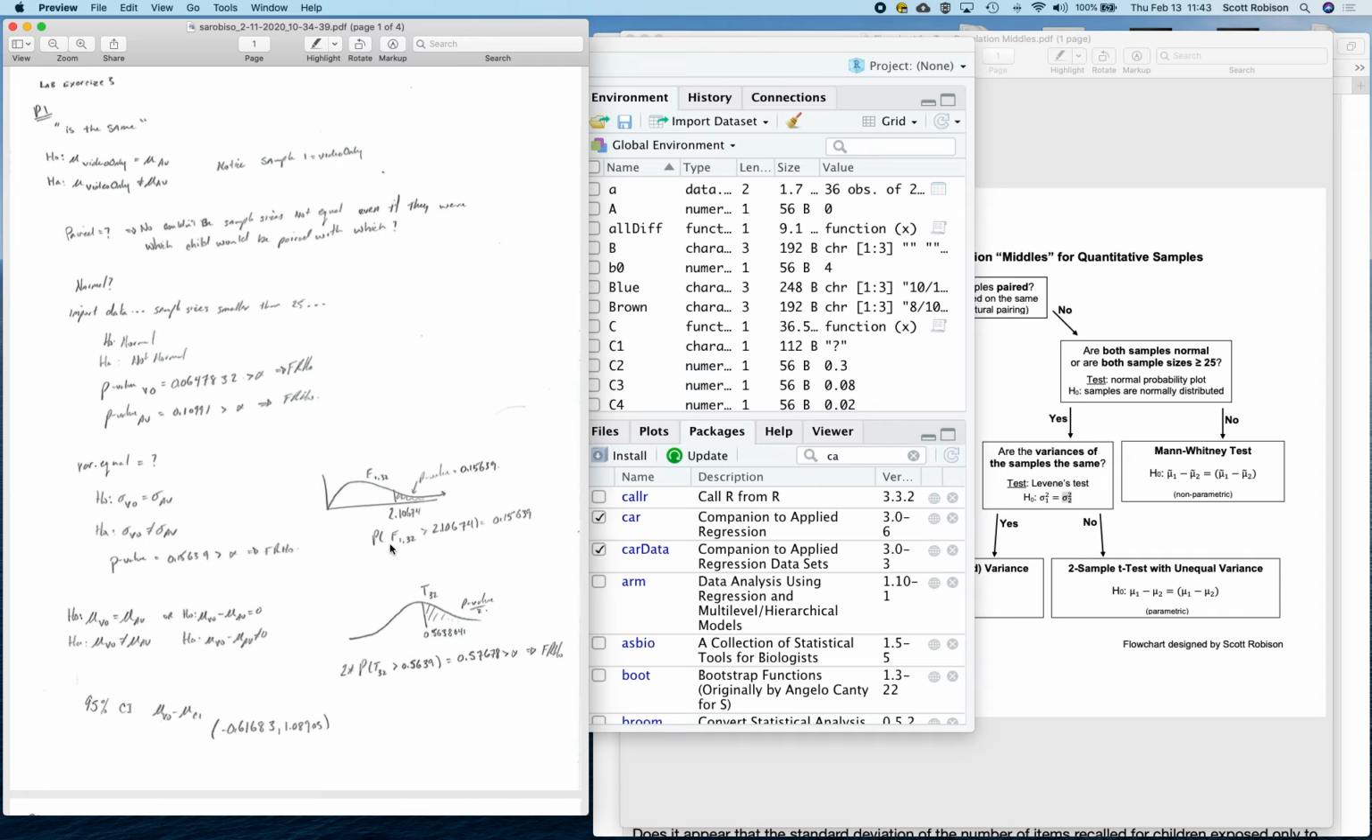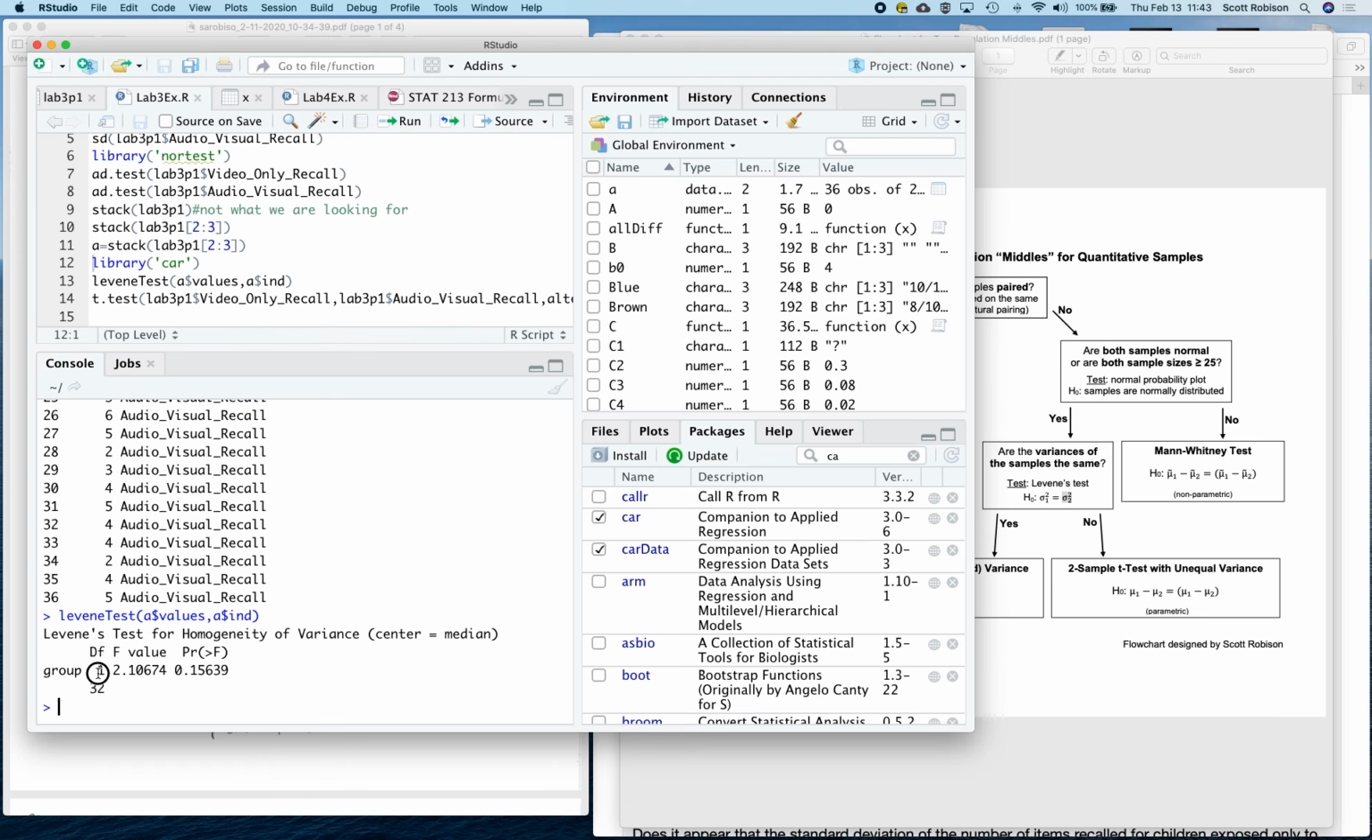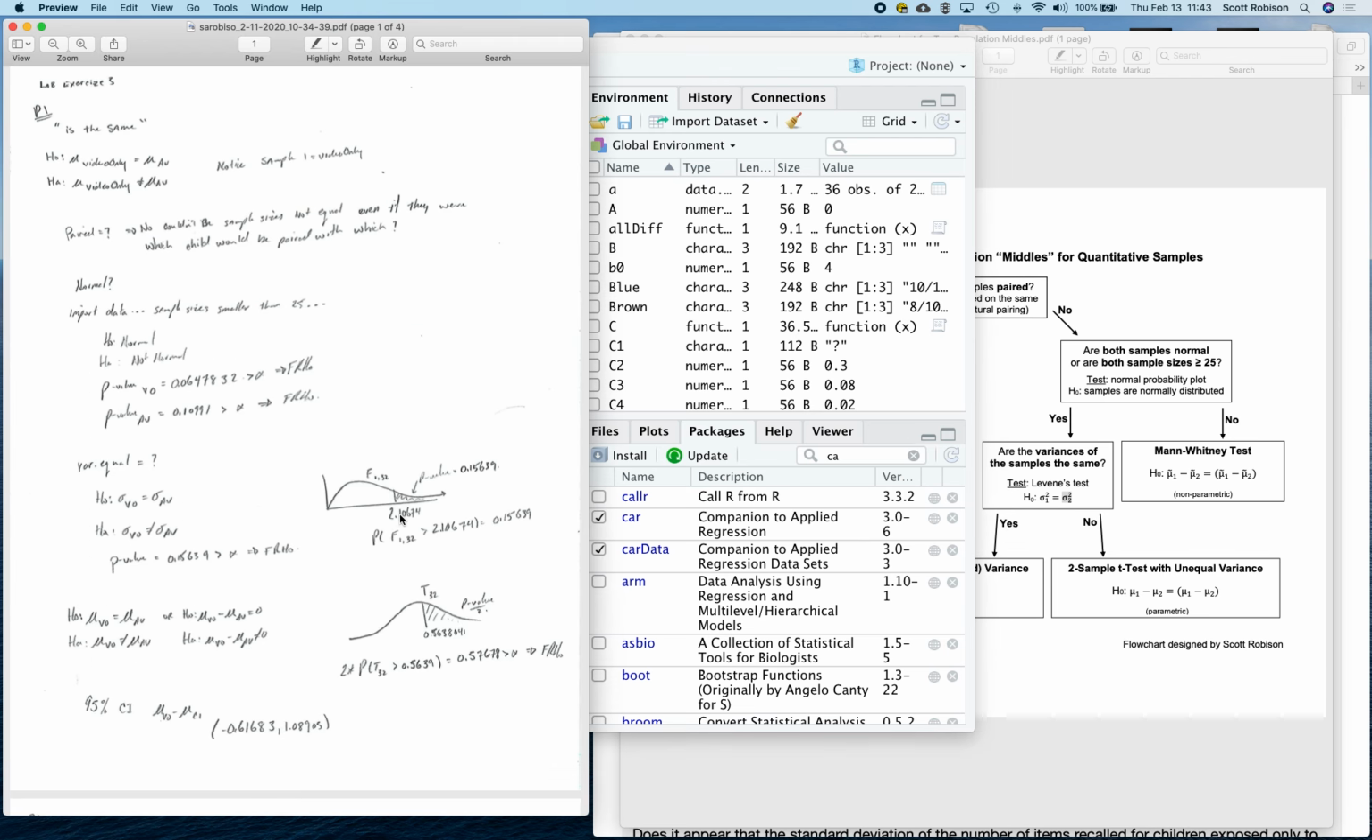But at the same time, here what I'm saying is the probability of the F distribution with 1 degree of freedom in the numerator and 32 degrees of freedom in the denominator. You can see that here, 1 degree of freedom and 32 degrees of freedom. And when I've got the test statistic that I was given, the probability of being greater than that is the p-value. So here's the p-value.